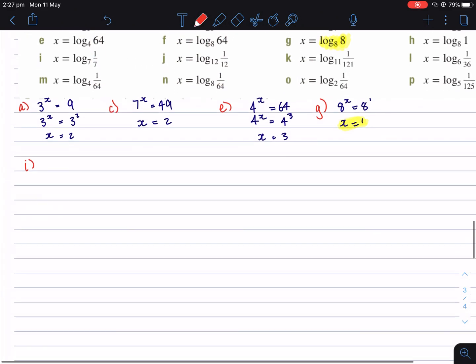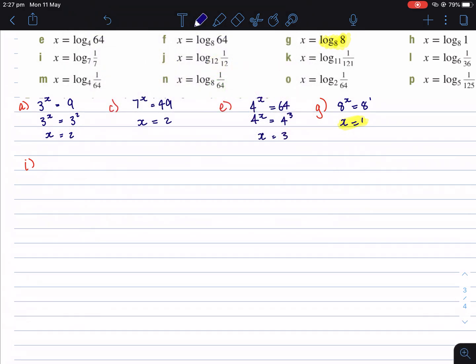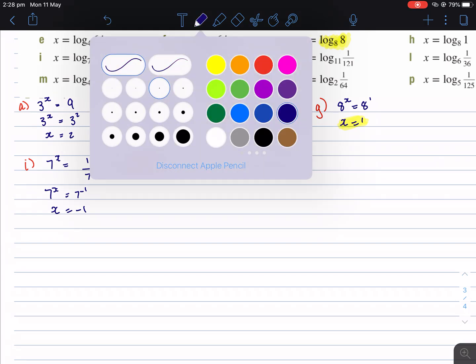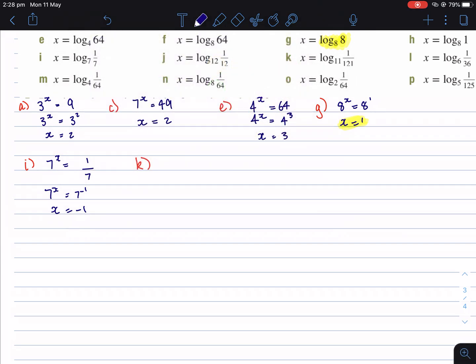I. So we've got log base 7 of 1 on 7. So we've got 7 to the x equals 1 on 7. Now this is the same as 7 to the minus 1. So x equals minus 1. I, J, K. We've got 11 to the x equals 1 on 121. Now I know 121 is 11 squared, isn't it? So that's 11 to the x equals 1 on 11 squared. I don't want it to be a fraction, so that's 11 to the x equals 11 to the minus 2, so x equals minus 2. You don't have to write all those lines of working out. If you already know it, don't bother.